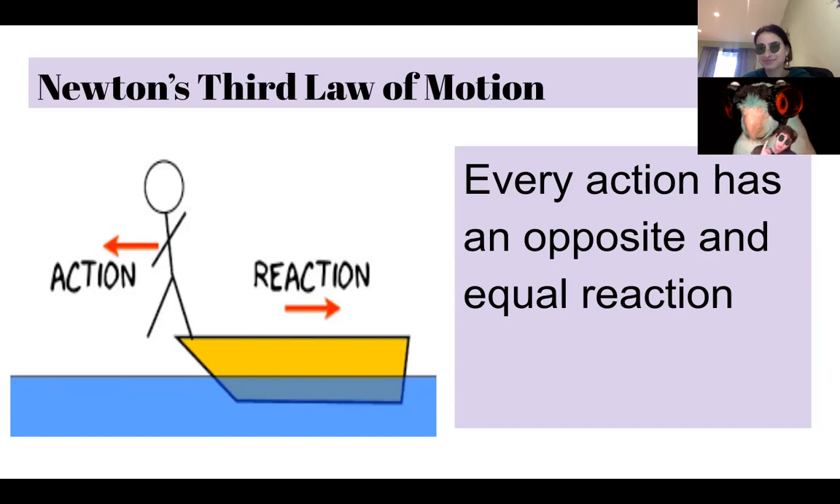If he were to fly, he'd be flapping his little wings. And when he flaps his wings downward, that creates an equal and opposite reaction due to air resistance, and he shoots upwards. So yeah, that is how the third law works. Okay, and that is it for our motion presentation.